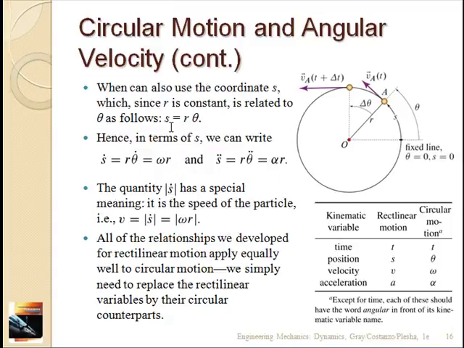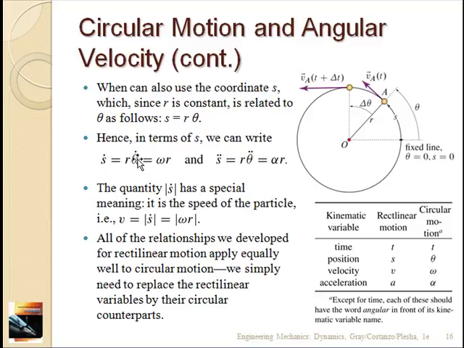So we can relate some of these coordinates. We can define a coordinate called S, which is essentially the arc length as we go around here. So we can define the position as the distance traveled around this circle. And because it's a circle, this coordinate S is the radius times our theta coordinate, right? So if you know theta is a function of time, you can get S as a function of time, or vice versa. And these are related, right?